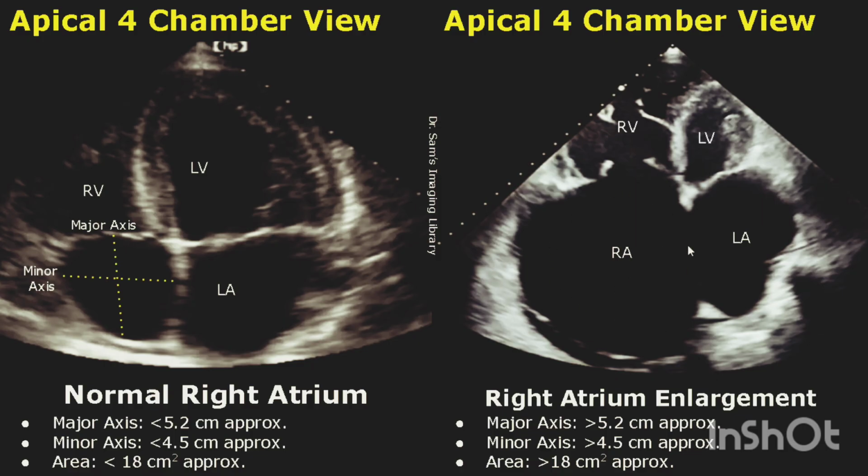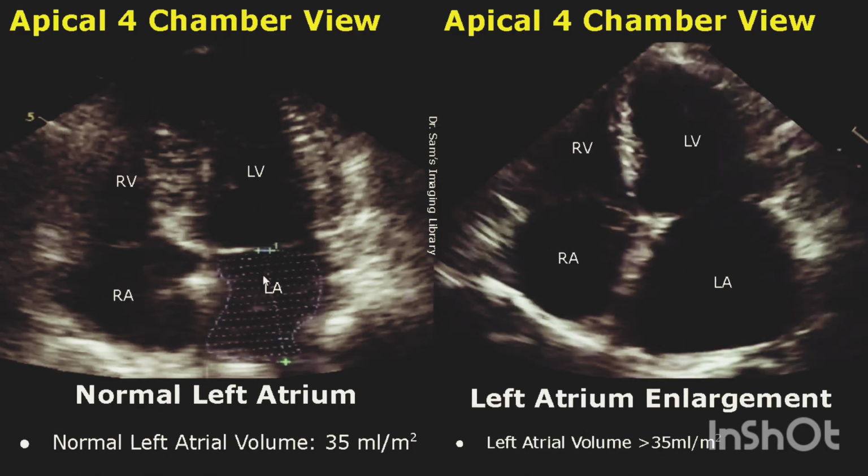The left atrium is measured by tracing the endocardial border, and we get an approximate volume of 35 milliliters per meter square in this image. And over here we have left atrial enlargement. We can see a dilated left atrium.